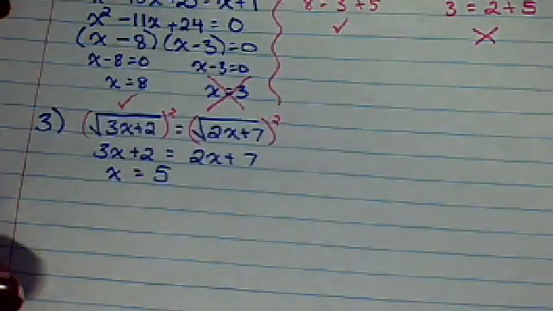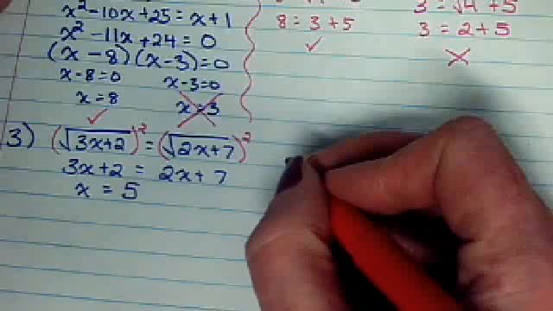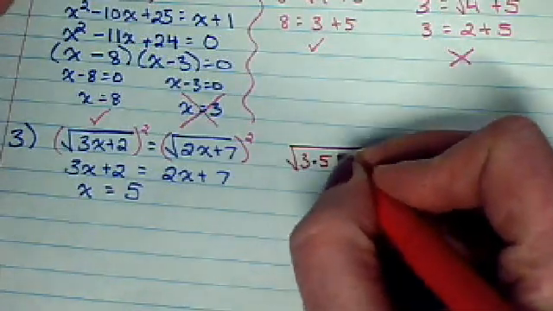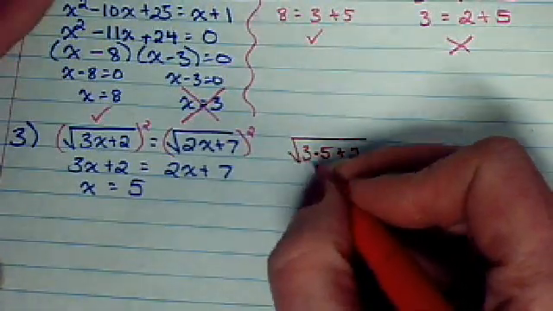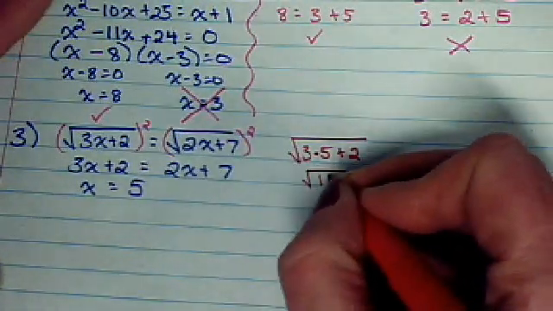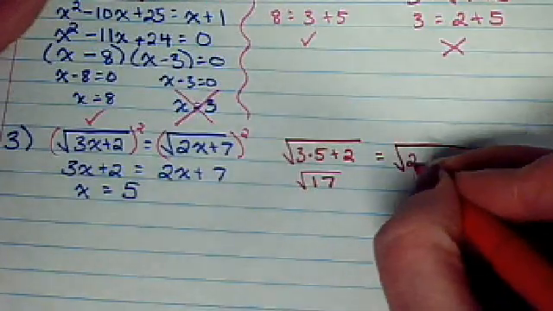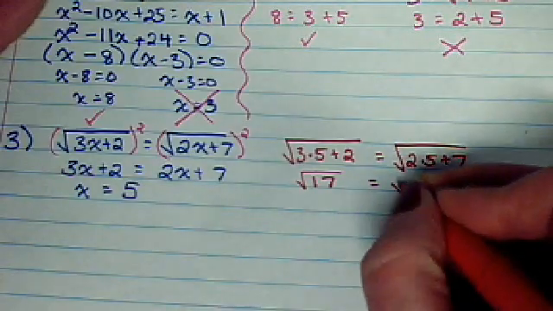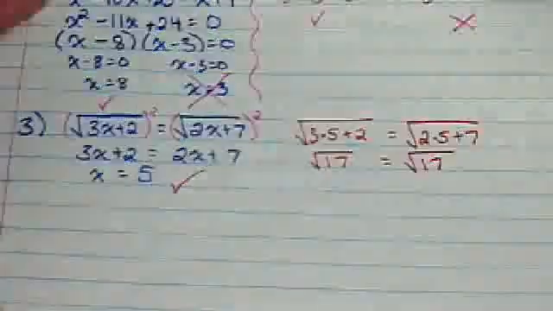But wait, I've got to check my answer. Don't get too excited there. Square root of 3 times 5 plus 2, that's 15 plus 2 is 17. See on the other side, 2 times 5 plus 7, that's 17. Awesome! That answer checked out.